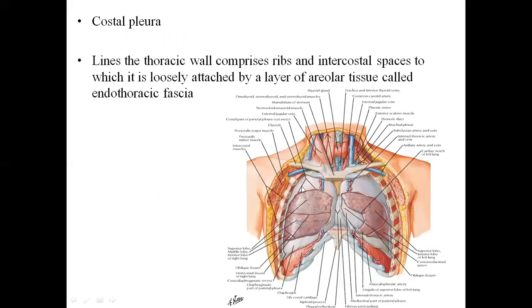So we are talking about the parietal pleura, and the different parts of the parietal pleura according to the region can be seen here. The costal pleura, as the name suggests, lines the thoracic wall, which comprises the ribs and the intercostal space, to which it is loosely attached by a layer of areolar tissue called endothoracic fascia. So the costal pleura is related to the ribs and the costal cartilages. Between the ribs, costal cartilage and the parietal pleura, there is a connective tissue component called endothoracic fascia.